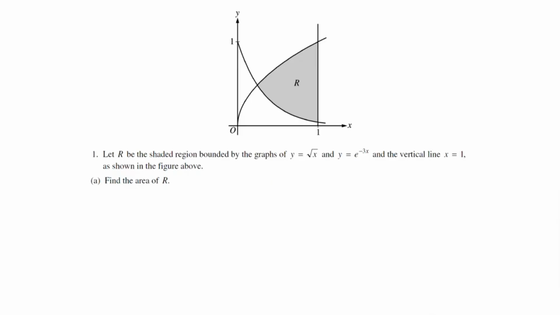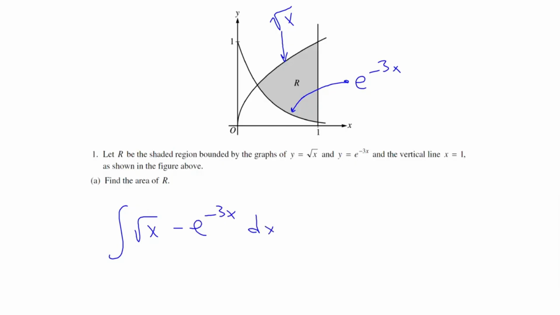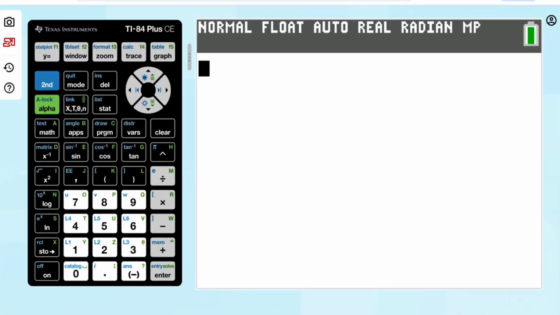So first we need to note that the upper function here, we should be able to tell that's root x. And the lower function here, that's e to the negative 3x. And so all we want to do is just find the area. So we just want to integrate the upper function minus the lower function on the interval that's bounding this region, right? And so we know that the end of this is at 1, but we do need to find that first intersection point there. And so we'll note off to the side that e to the negative 3x is equal to root x. And we'll go into our graphing calculator.